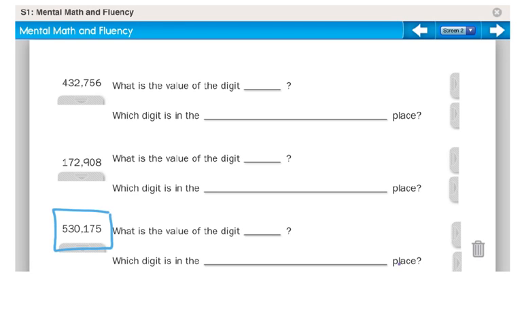530,175. Tell me the value of the 7 and what digit is in the 10,000s place. Don't write down the question, just write down the answer. What is the value of the digit 7 and which digit is in the 10,000s place? So the value of the 7 is 70. And the digit in the 10,000s place is 3.